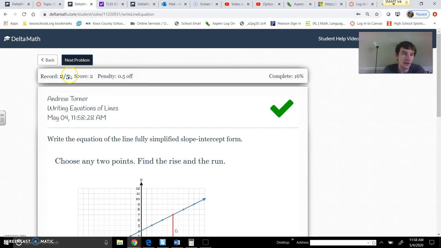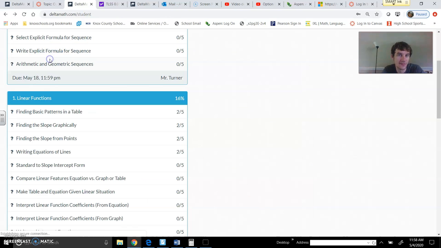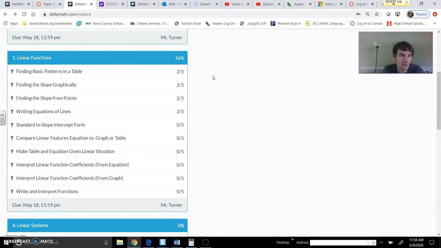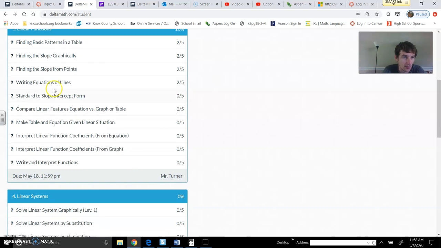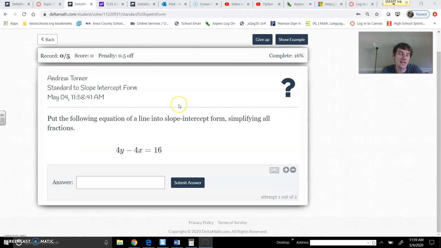So do enough to go ahead and get those all filled up, 5 out of 5 and all that. I'm going to go back and let's look at some other types of problems. Okay, standard form. Standard form is a little different because the output variable y and the input variable x are on the same side. So they're wanting me to change this and put the equation of the line into slope-intercept form, that other equation that we had. I'm going to pause the video and put this in my other software.